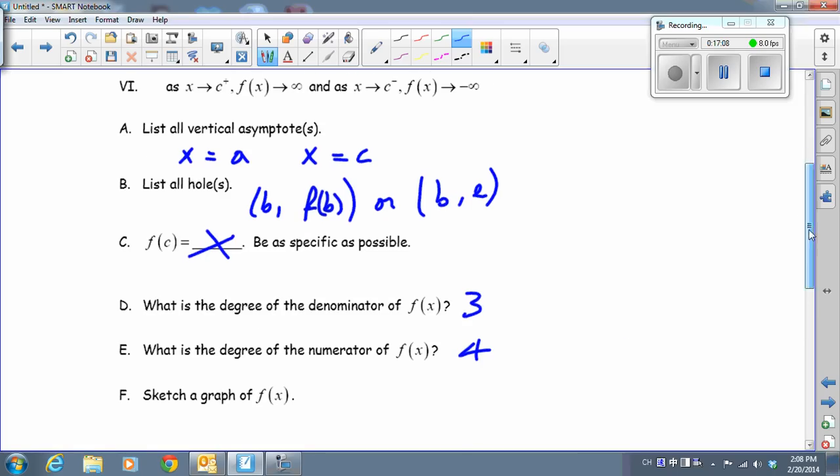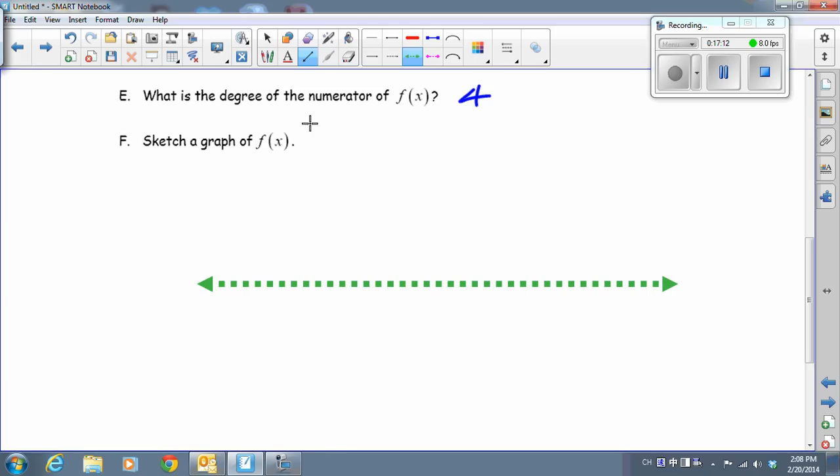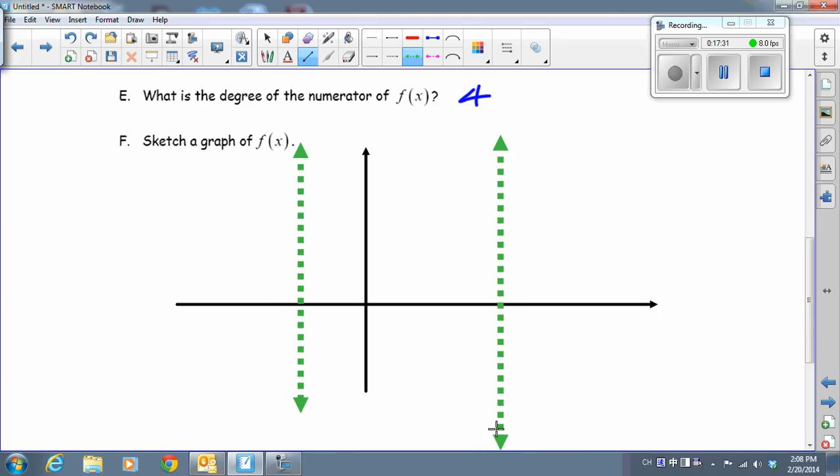Sketch a graph of f of x. Let's go ahead and try to sketch something here. I will have an x-axis, y-axis. We know we have asymptotes. We have a couple of asymptotes, one of them at x equals a, and the other one at x equals c. I can graph a here, why not c here. And we have a slant asymptote.